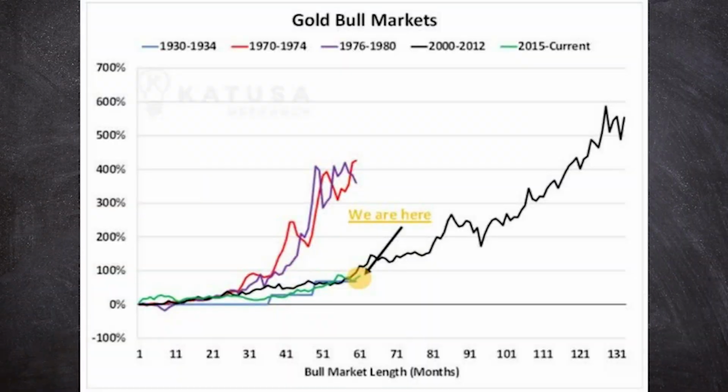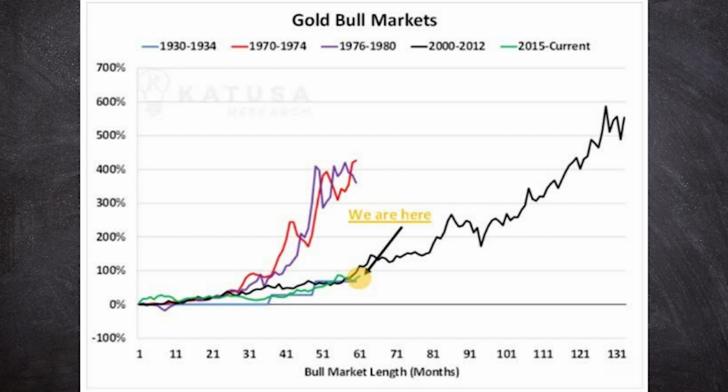The next slide I have is a chart of gold bull markets from the 1930 area, the 1970s, the early 2000s, and the current one. What they've done at the bottom, in this greenish line, which is a little messy, it says, we are here. They're projecting out what's going to happen in the market. And you can see that we are very early into this. And what they're telling us is that this bull market started in 2015.